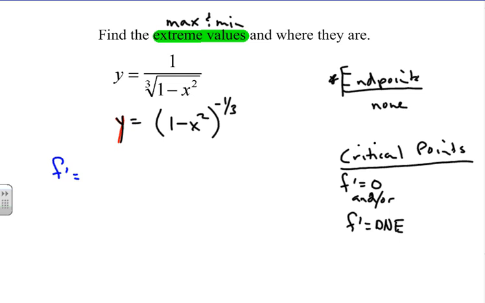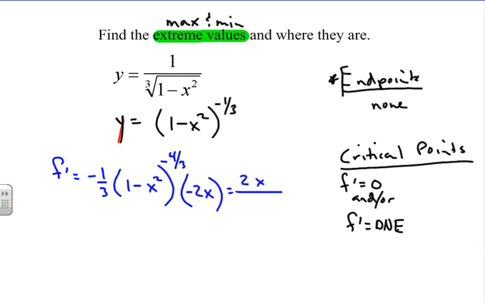So I'm going to find the derivative, f prime. Do negative 1/3 times 1 minus x squared to the negative 4/3 power, because we subtract 1, and negative 1/3 minus 1 is negative 4/3. Now we multiply by the chain rule, the derivative of the inside, so it'll be negative 2x. Simplifying, negative times negative is positive, so we have 2x in the numerator over 3 times the quantity 1 minus x squared to the 4/3 power in the denominator.